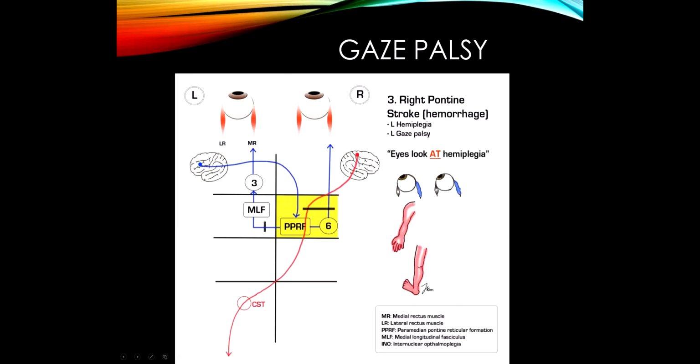Recall that with a pontine stroke, we may have a gaze palsy, where the eyes now look at the hemiplegia. All right, so if we have a right pontine stroke, we're going to have a left hemiplegia. Okay, what does the right pons want to do with respect to the eyes? It wants to move your eyes to the right via the sixth nerve and via the pathway that goes through the MLF to the opposite medial rectus. So if we lose that normal tone, trying to pull the eyes to the right, then the normal PPRF over here, which is not drawn, is now overactive, and the eyes get pulled to the left. So they look at the hemiplegia.